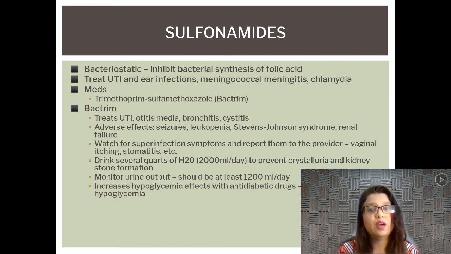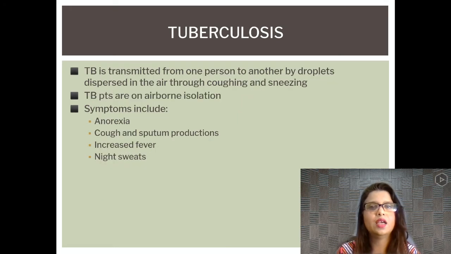And monitor urine output. We want to make sure it should be at least 1200 ml in a day, right? Or in other words 30 ml an hour. Urine output should never be less than 30 ml an hour. And increase hypoglycemic effects with antidiabetic drugs. Monitor for hypoglycemia. So those are your sulfonamides.